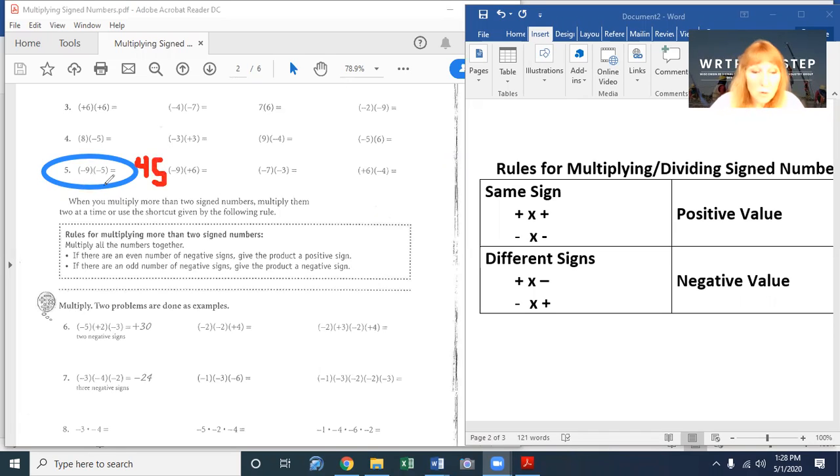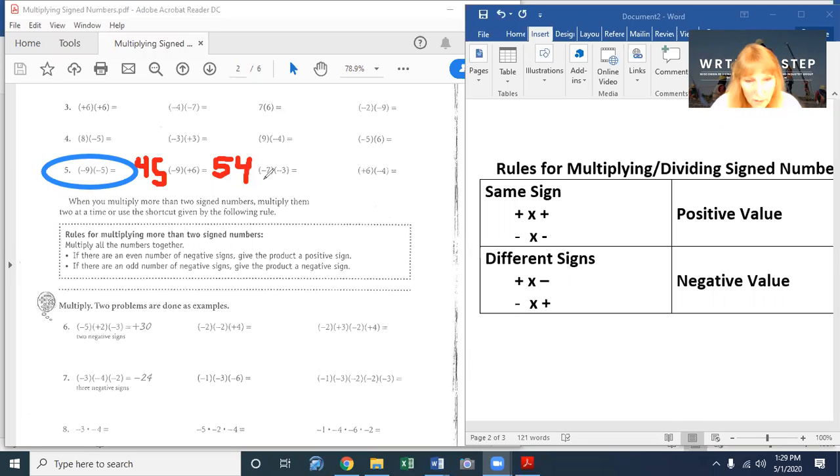Okay. Next one, -9 times +6. Go over to our chart here. We see that we have a negative and a positive. We have different signs. So it doesn't matter if the positive or the negative comes first. Whenever we have different signs, our answer is going to be negative. So -9 times +6: 6 times 9 is 54. And if you're a little bit shaky on your multiplication, go ahead and use a multiplication chart. It will help you to memorize all of those different basic facts.